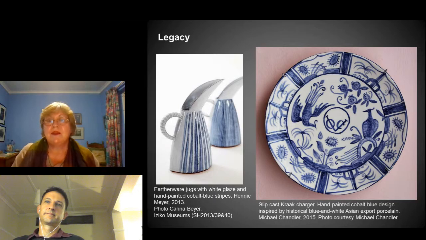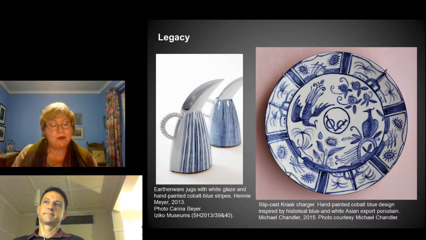If I can just end off this talk with something that Michael Chandler has said about the platters. He calls them his crock platters, and this is what he has said, as an artist who paints these plates himself. He says that the pattern has a joyous rhythm which sweeps in circular movements beneath the surface of the glaze. The pictorial language of the decorative elements is well proportioned and balanced without feeling trite or contrived.